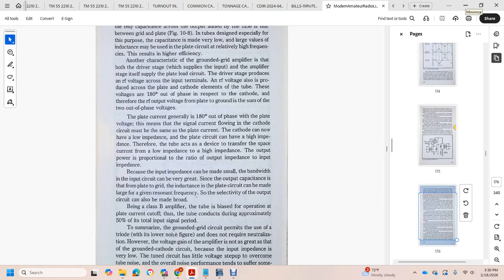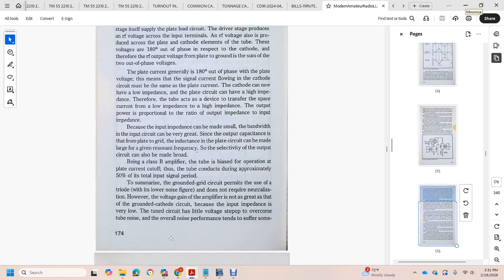The bandwidth of the input circuit can be varied greatly since the output capacity between plate and grid, with the inductance of the plate circuit, can be made larger given the resonant frequency. The output circuit must be broad. Being a class 2 amplifier, the mode of operation has the plate current cut off in the tube, conducting during approximately 50% of the total input signal period.